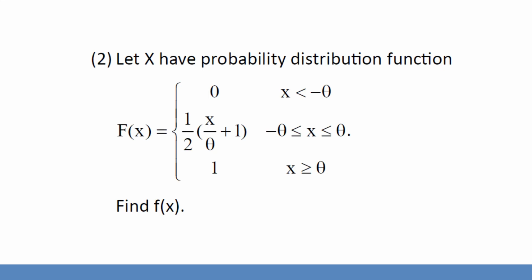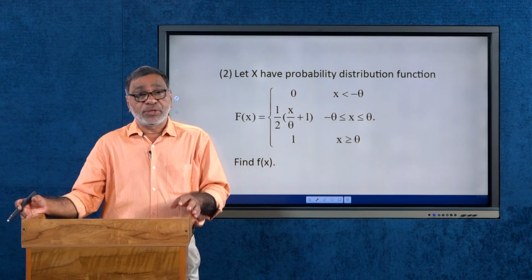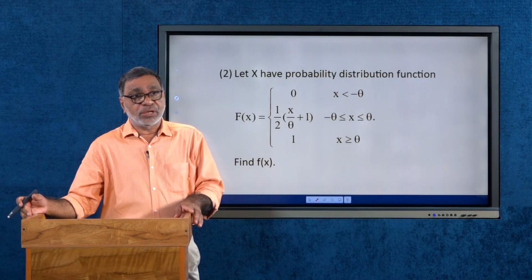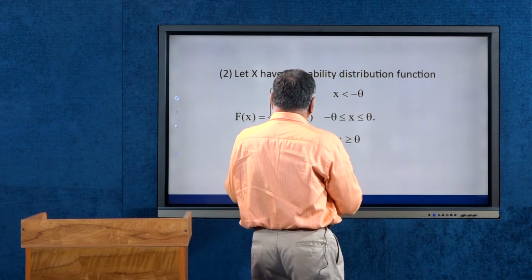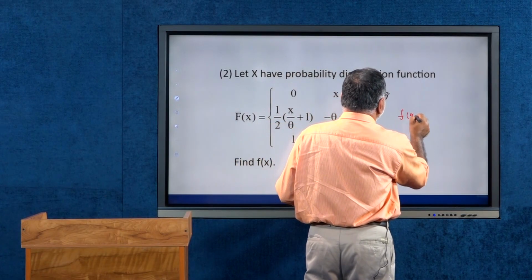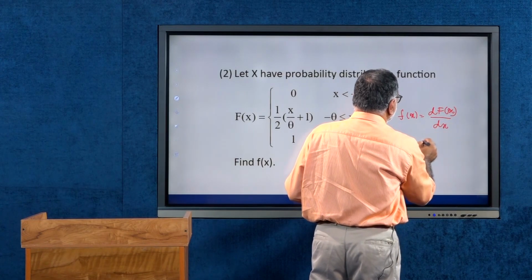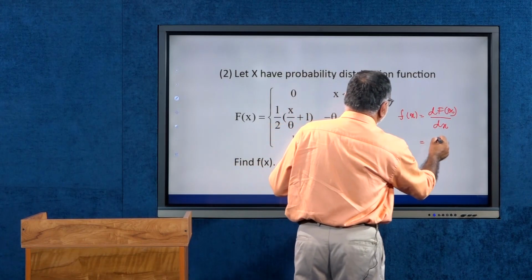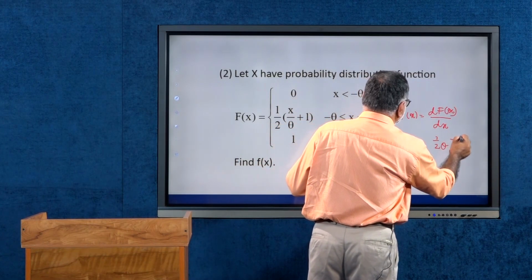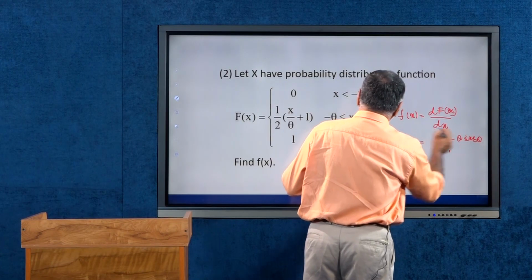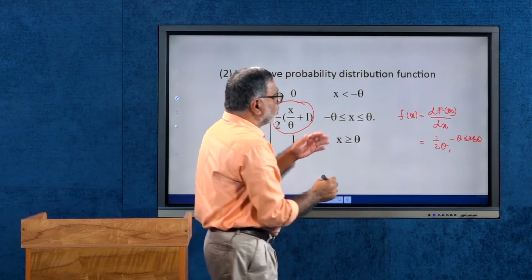Another example: you are given the distribution function F(x), and that distribution function is given as 1 by 2 times x by theta plus 1, from minus theta to plus theta. Here we are finding in the reverse order: if you find the probability density function, this being a continuous random variable, f of x is given by differentiating the distribution function. When you differentiate, you get 1 by 2 theta as the value, from minus theta to plus theta.